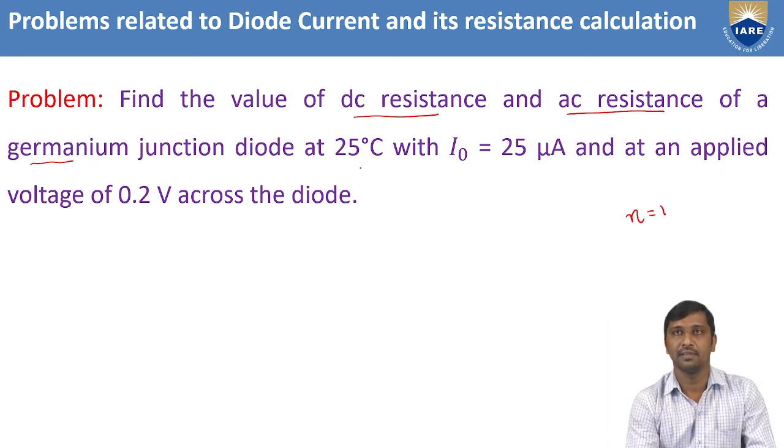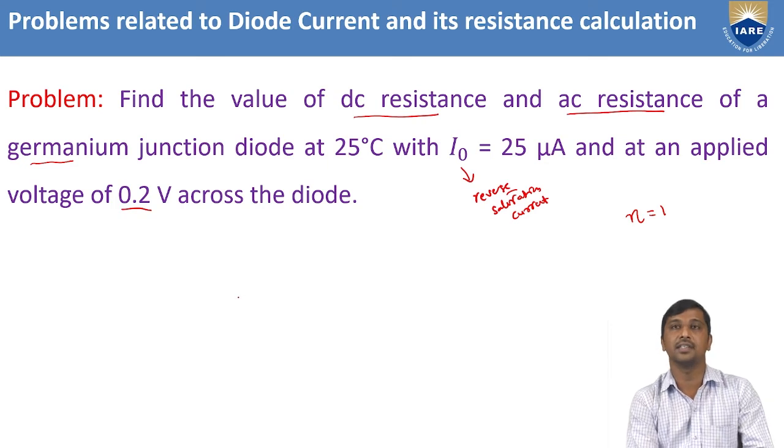The temperature is given in degrees centigrade, but before processing the data we need to convert degrees centigrade to kelvin. Here is the 25 degree centigrade temperature. I naught is the reverse saturation current, and the applied voltage, the voltage across the diode, is 0.2 volts.